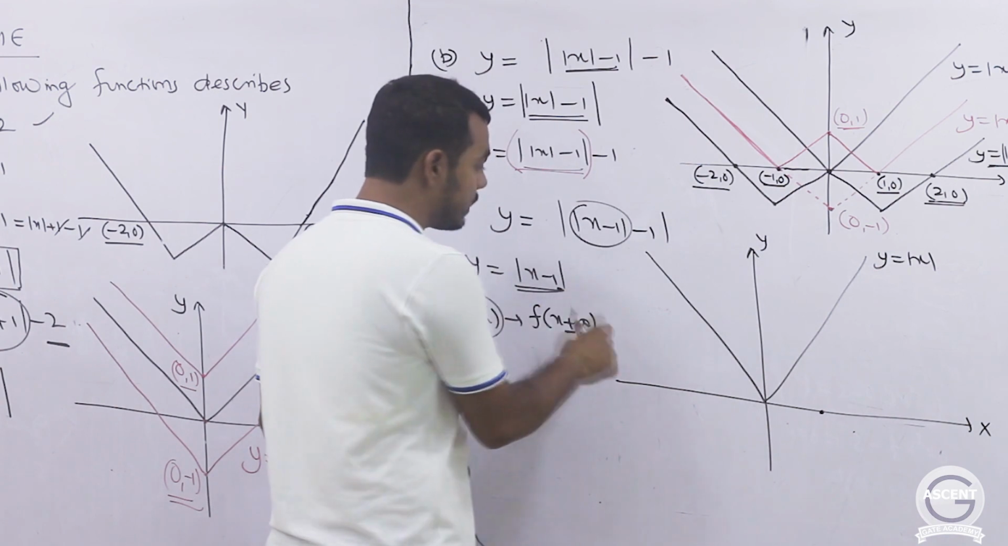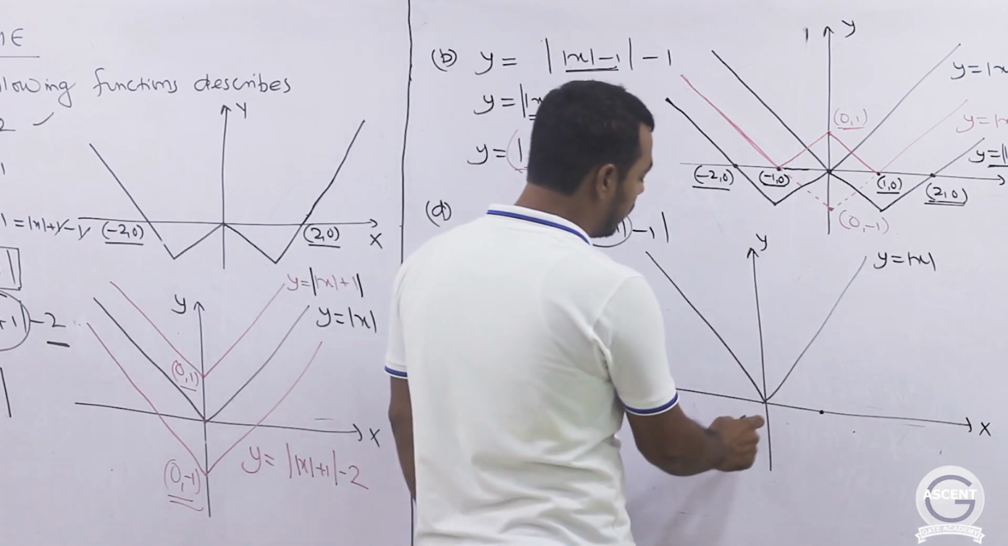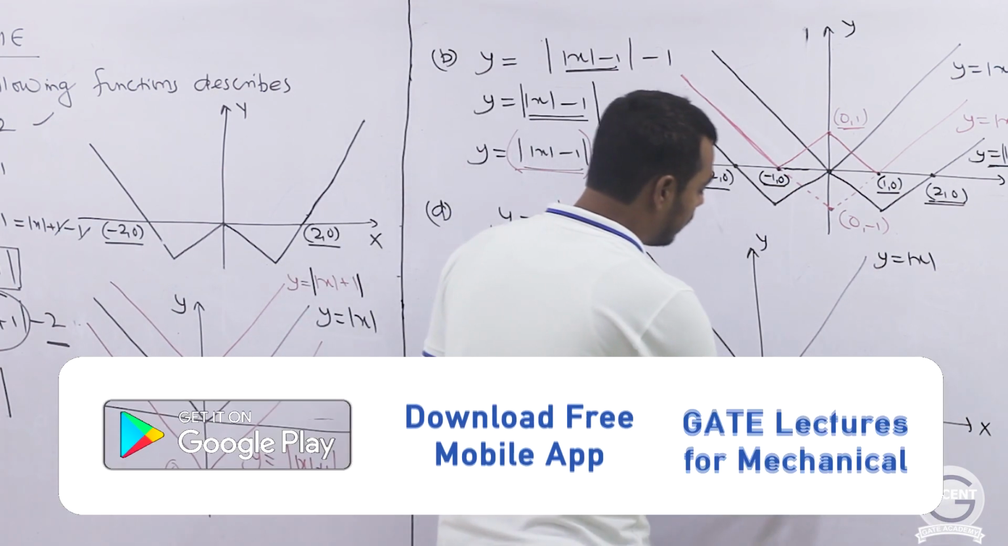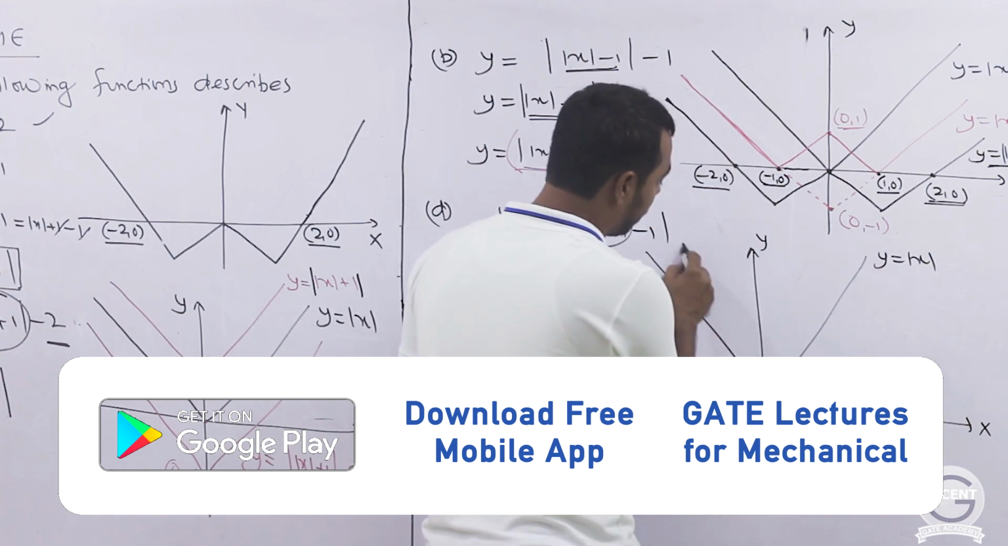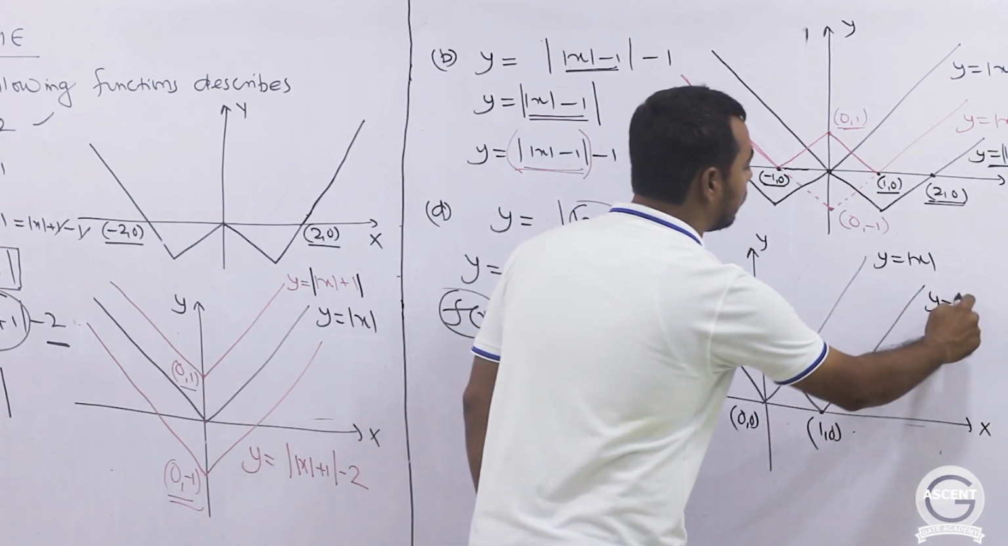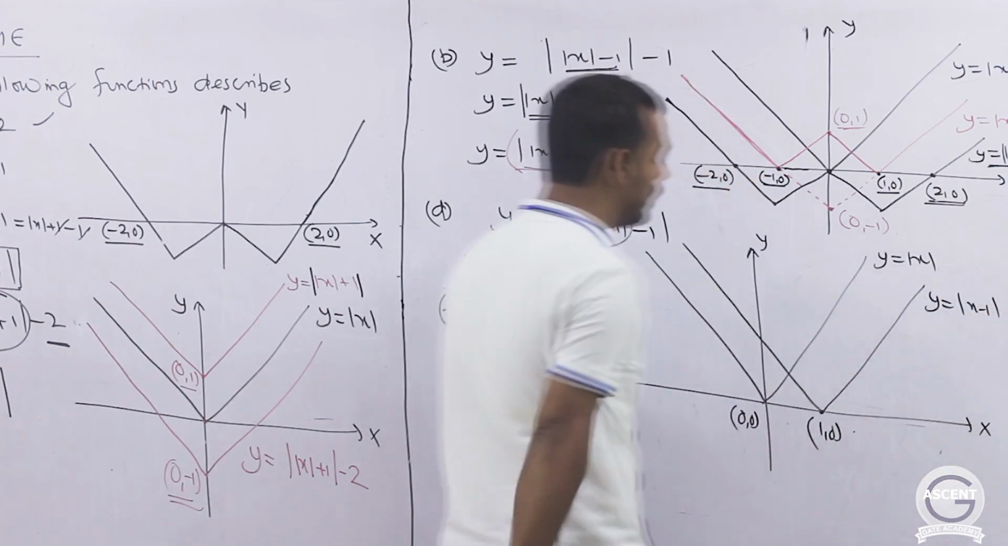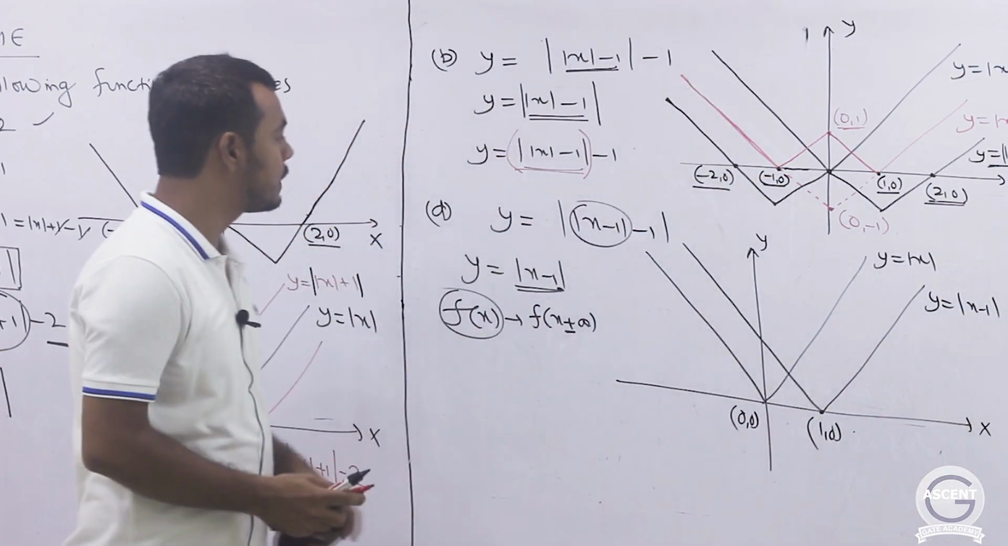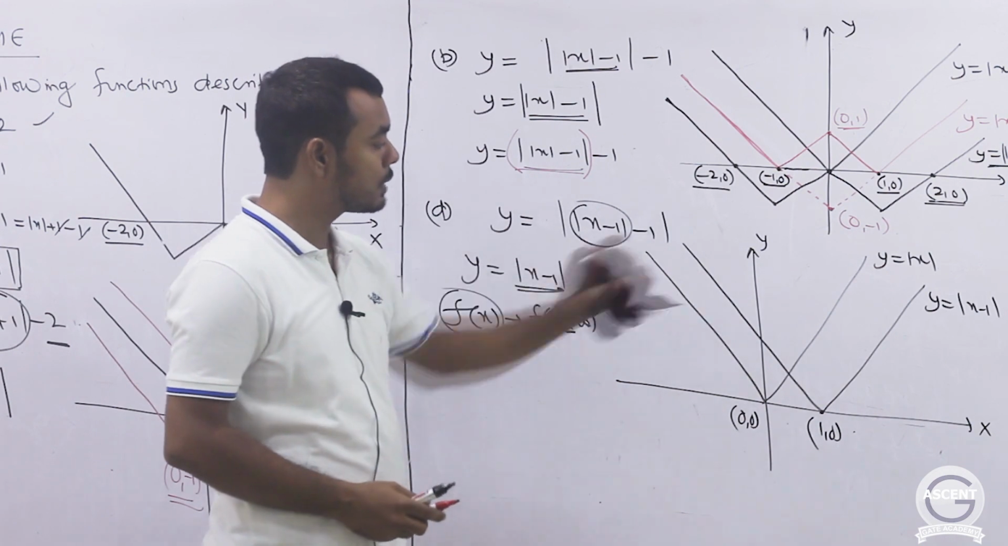Okay, minus a means shift towards right. So this point is (0, 0), this point will be (1, 0). If I shift this graph by 1 unit, this will be our graph of function y equals |x| minus 1. Now in the next step we have to subtract 1 from this function.